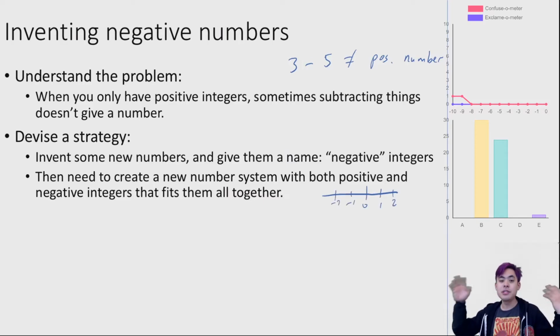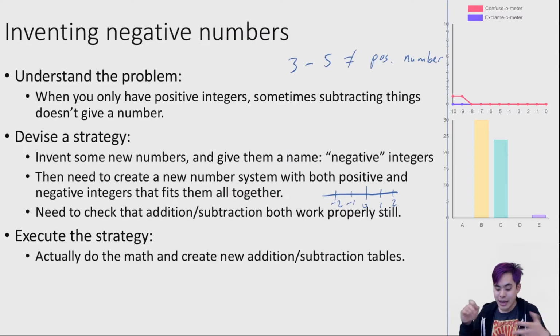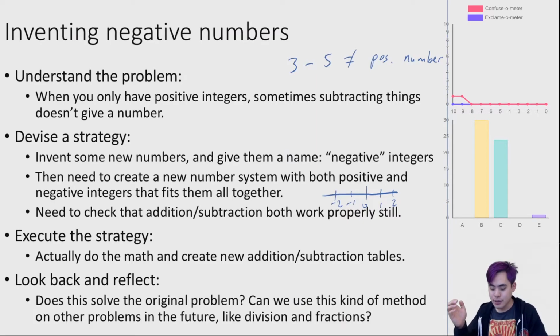And we figured out, using the rules of addition and subtraction, how they all fit together. So we need to check that the addition and subtraction both still work properly. And of course, once we devise that strategy, you also need to execute the strategy, which is to actually do the math and see what the new addition and subtraction tables are. And then we need to look back and reflect. Does this still solve the original problem? Well, yes, because now we have that 3 minus 5 is equal to minus 2.